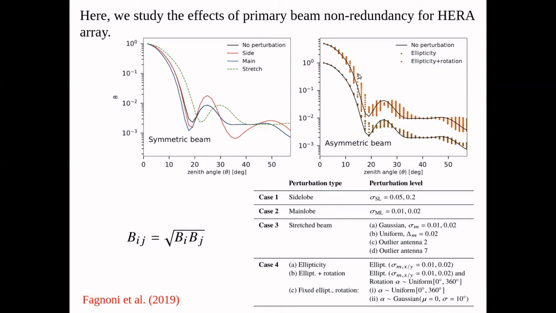In the right panel, we are showing the elliptic beam, which is not symmetric as a function of azimuth angle. We introduce some elliptic beam which is asymmetric, and also we have introduced rotation in the elliptic beam. So these are the different types of primary beam non-redundancy we have introduced in our simulations.